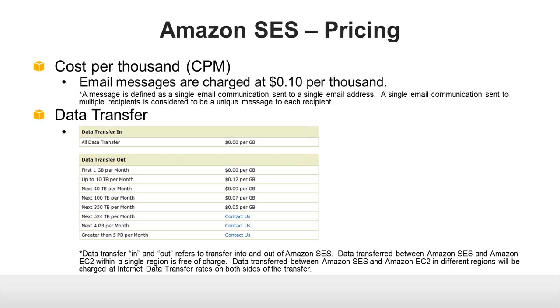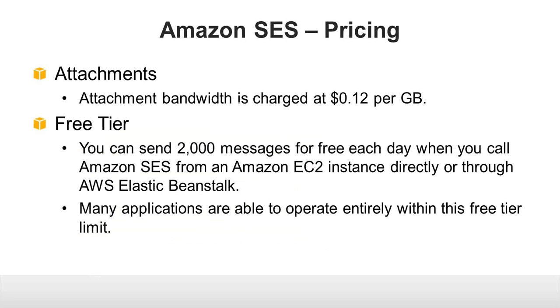I want to take a moment to talk about Amazon SES pricing. We have a flat rate of 10 cents per 1,000 email messages. As I mentioned earlier, we don't have any minimum commitments or subscription fees. We do charge for data transfer out, but your first gig each month is free. If you choose to send email with attachments, the attachments are billed separately at 12 cents per gig.